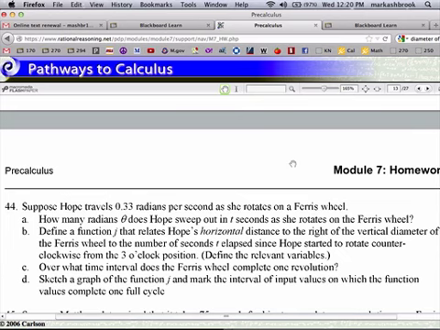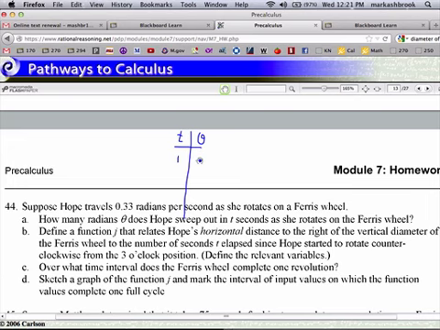Okay, 0.33 radians per second as she rotates on the Ferris wheel. So how many radians theta does Hope sweep out in t seconds? I recommend, like we did in class, to make a chart. What does this mean, 0.33 radians per second? Can you explain what that value means? Every second she moves 0.33 of the radius length. So she rotates 0.33 radians.